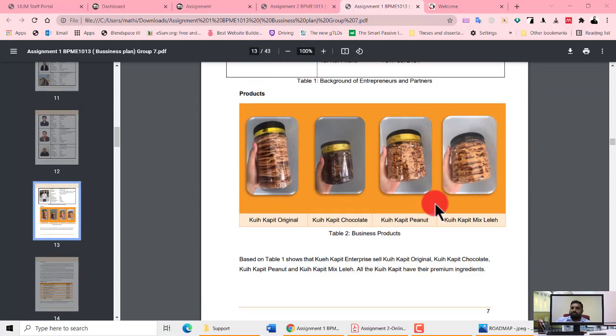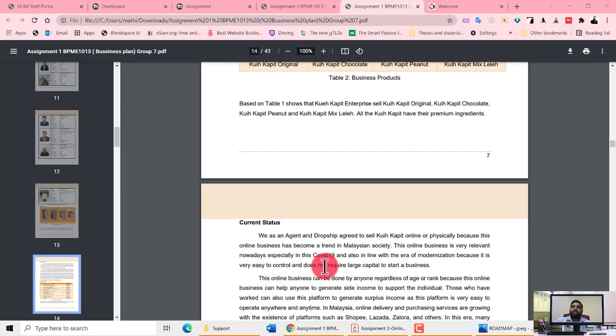Then they sell. No need to sell supercomputers. Just do some simple business to learn the process. If you are doing any business right now, you can use that business or adopt that business into this assignment. No problem. You just continue.